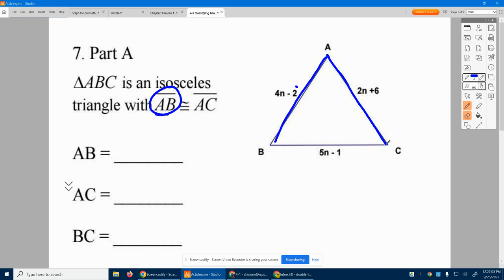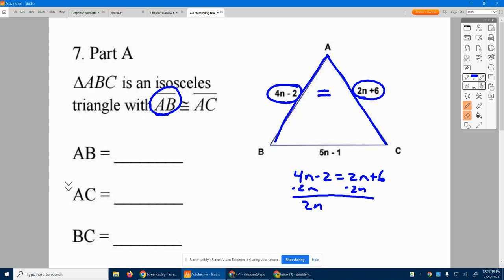Okay, no problem. So this that represents AB is the same as that. So we can just set them equal to one another and solve. So I'm going to take 4n minus 2, set it equal to 2n plus 6, and solve. So we quickly solve, subtract 2n, take away 2 is 6, add your 2, 2n is 8. We can now divide by 2 and see n is 4.